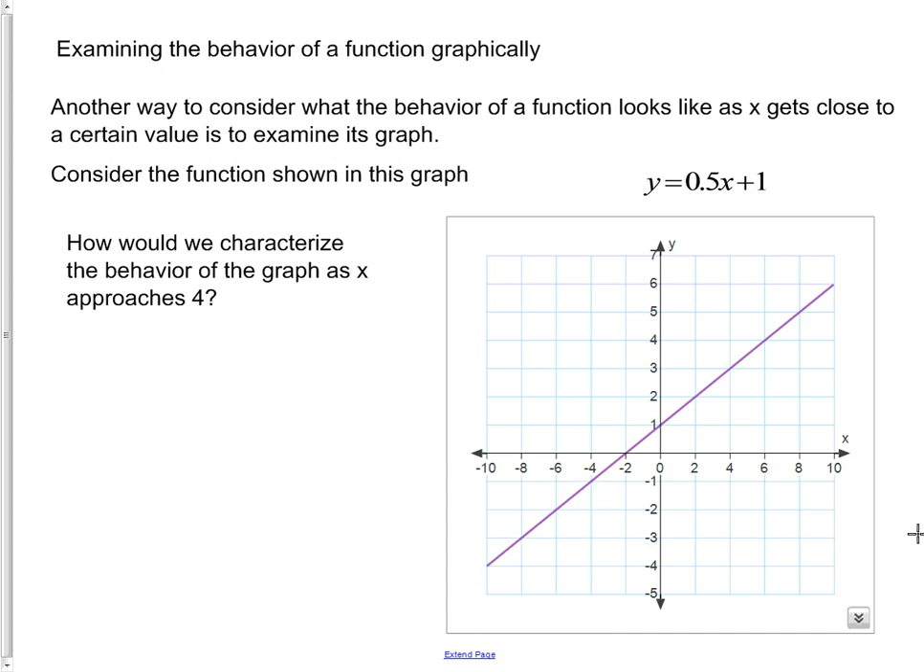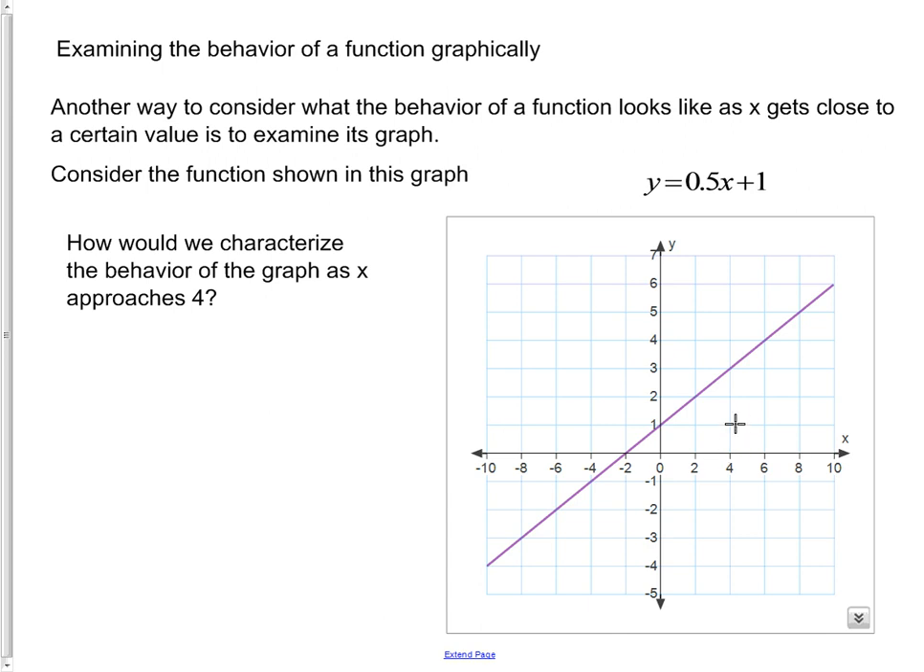Now, another way we could look at these functions and their behavior as x approaches a point, that is the limit, is to examine what happens on the graph and see what happens to the function. And here we go. We've got a function, y equals 0.5x plus 1, which has a slope of 1/2 and y-intercept at (0, 1). We want to know how we would characterize the behavior of this graph as x approaches 4.